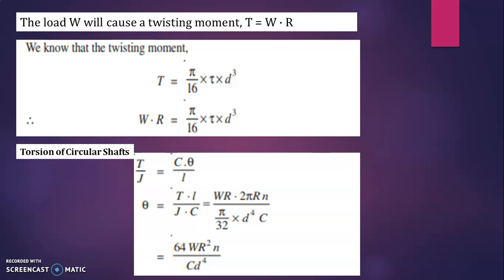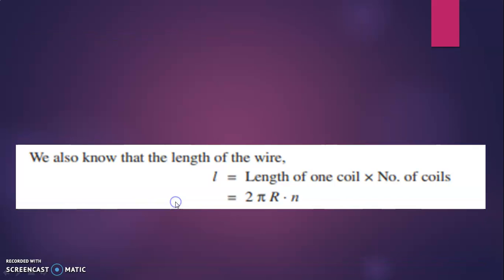So theta is equal to 64 W R square N divided by C d raised to 4. Okay, this is the angle of twist. Theta is the angle of twist. After that, there are some more formulas.